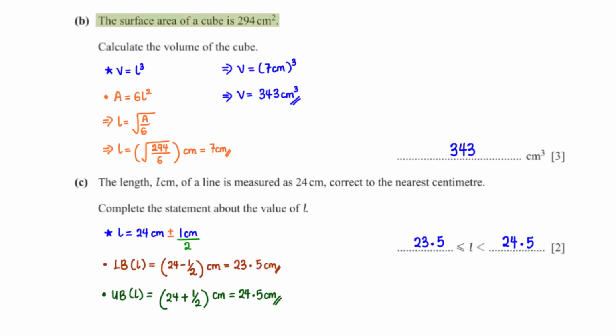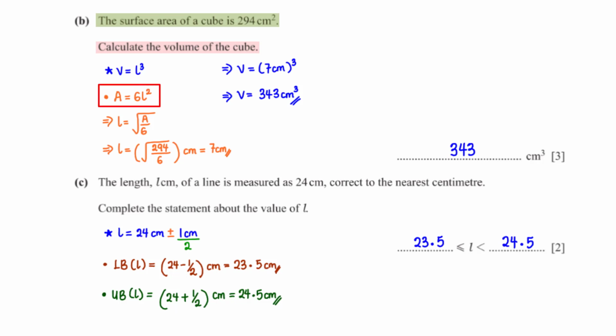The surface area of a cube is 294 centimeters squared. Calculate the volume of the cube. Here is the formula for the volume of a cube. We need to find the value of L, which is the side length of the cube.